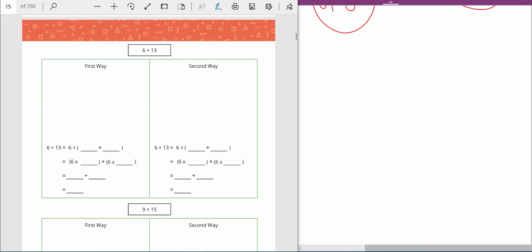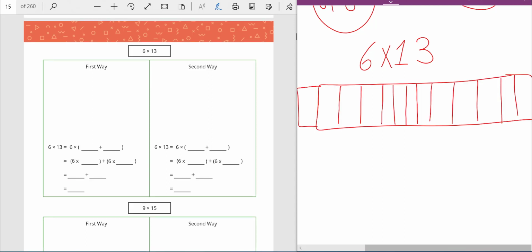6 times 13. Okay, 6 times 13 is a greater number, so we can distribute 13 into 2 factors, by many ways, not only 2 ways. So we can draw a 13 bar model. Okay, 13 sixes. Now distribute in any place that makes the problem easier.